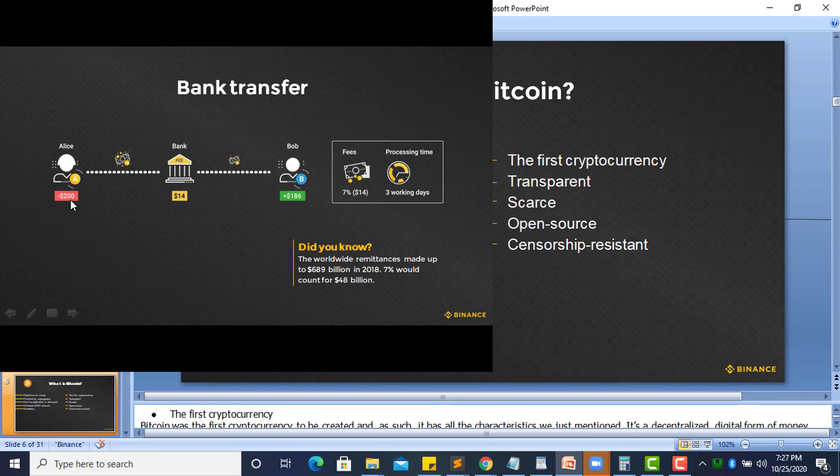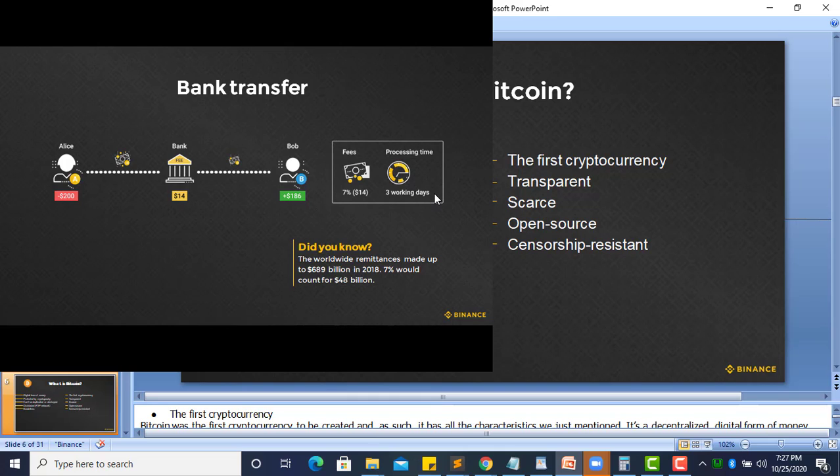Or let's say for example, Mike is sending 1,000 naira to Austin. By the time they remove like 200 naira, Austin will have 800 naira. So that is using fiat money to make transactions, using bank transfer. So that is the disadvantage. They will charge you a fee of 7%, which is like $14. And sometimes it takes 3 working days to send money from Nigeria to the US.